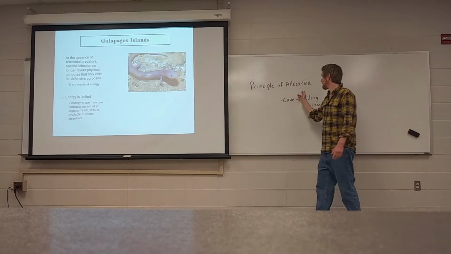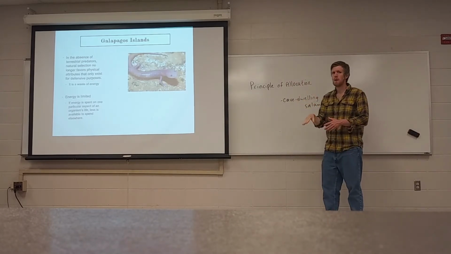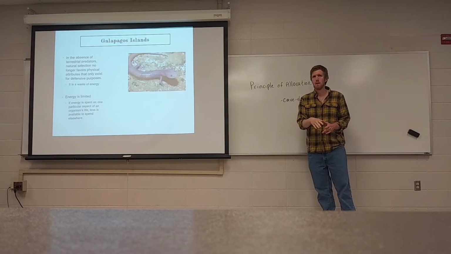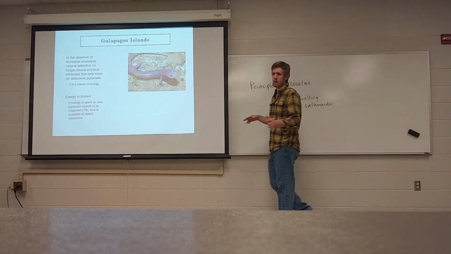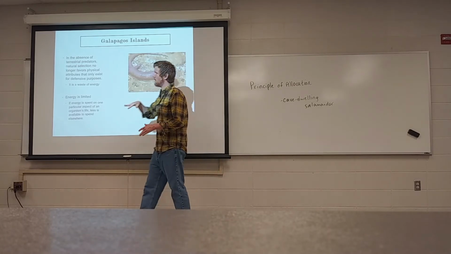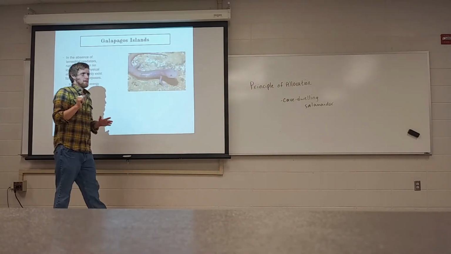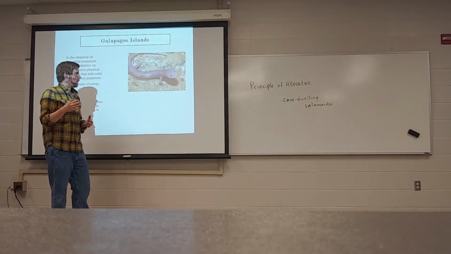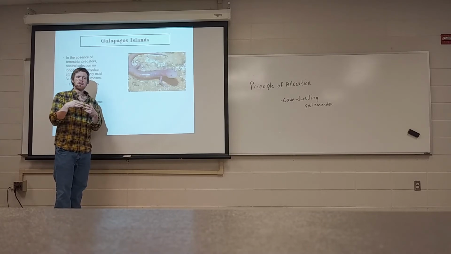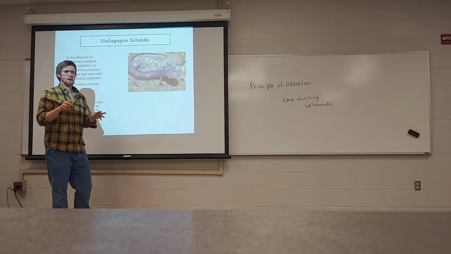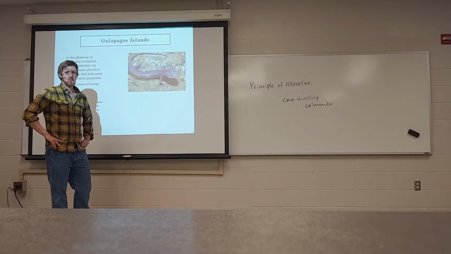The principle of allocation taught us that if energy is spent in one area, there's less to spend in other areas. Which means if you're a salamander who enters a cave and you have good eyesight and you're colorful, that took energy to maintain. That means you have less energy that you're spending on your sense of touch, or your sense of smell, or your sense of hearing, or being able to feel vibrations.